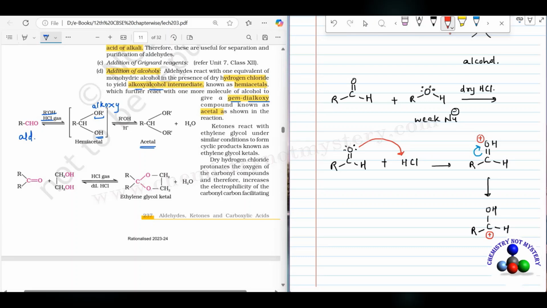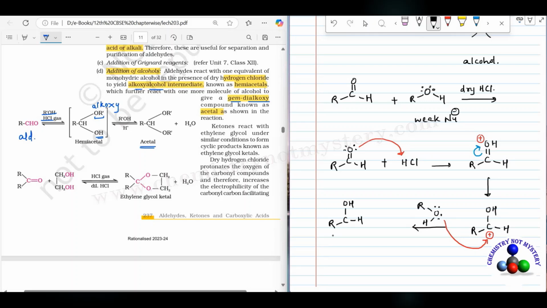Now this electrophilic carbonyl carbon reacts with the alcohol molecule. So here this is R O H. There are two lone pairs of electrons. Now this alcohol molecule attacks this positively charged carbon. So here you will get R C OH.